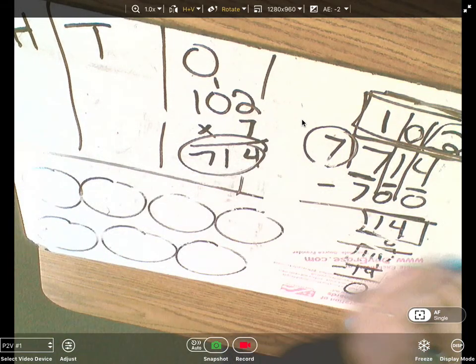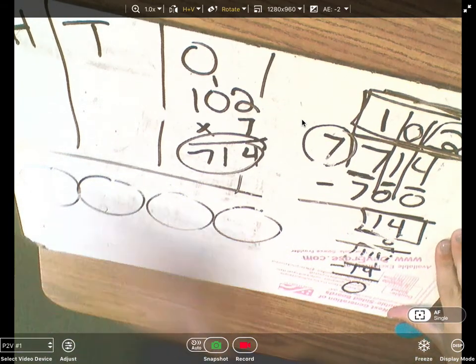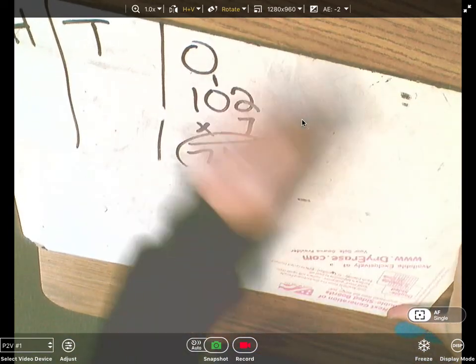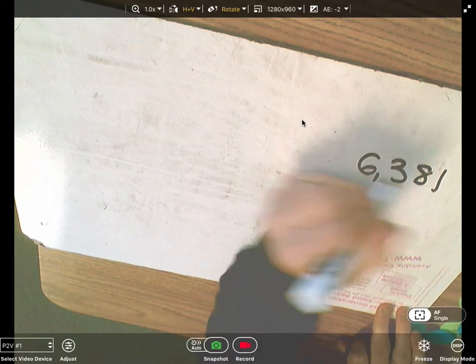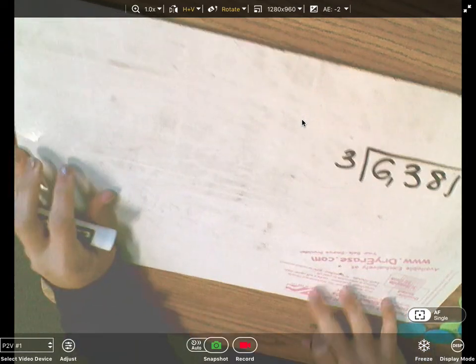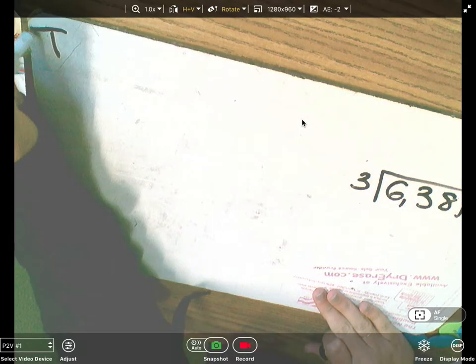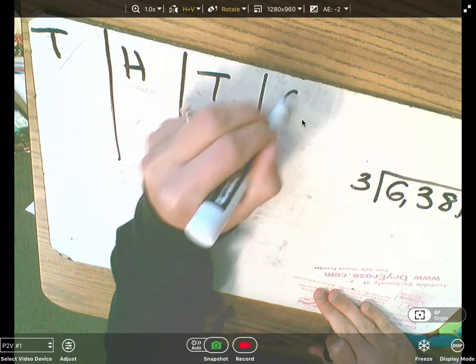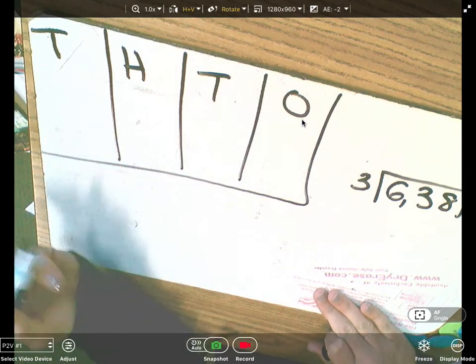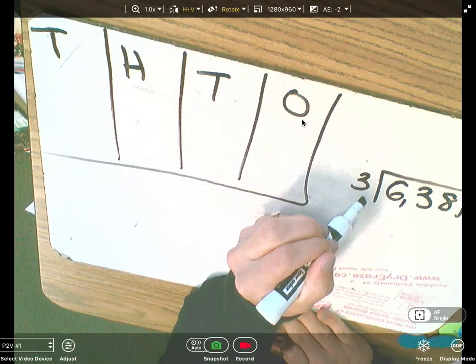All right, now we're going to do another one. We're going to add a little bit more. This time we're going to do one with the thousands. So I'm going to erase my board. And this time I'm going to do 6,381 divided by 3. So now my place value chart's going to look different. I have thousands, hundreds, tens, and ones. And I'm dividing it by 3 people.